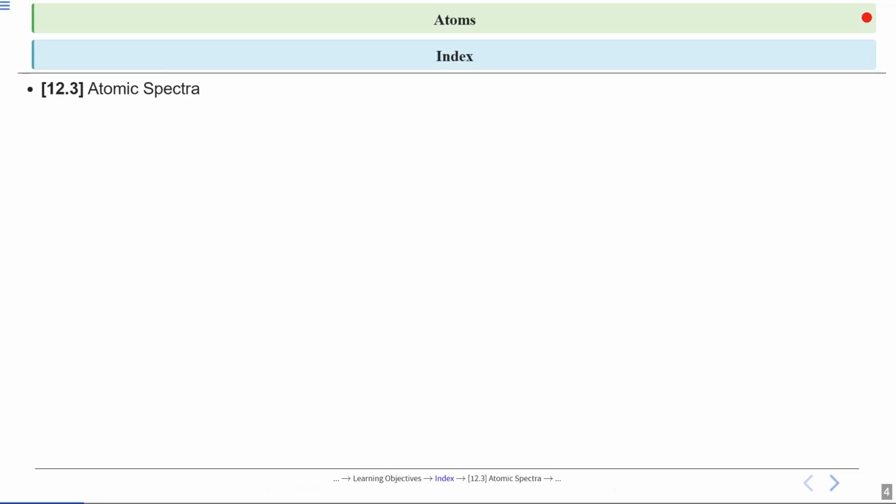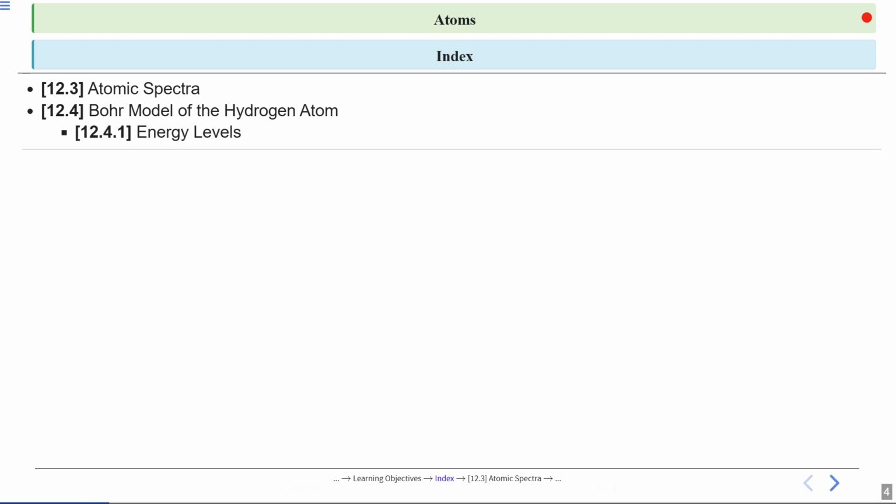Firstly, we will cover NCERT section 12.3, that is atomic spectra. Next, we will move on to Bohr's model of the hydrogen atom, which is NCERT section 12.4. The Bohr model was a major step forward in understanding atomic structure. It explains how electrons move in specific orbits around the nucleus and why atoms emit at certain wavelengths. Next, we will focus on energy levels in the Bohr model, which is NCERT section 12.4.1.